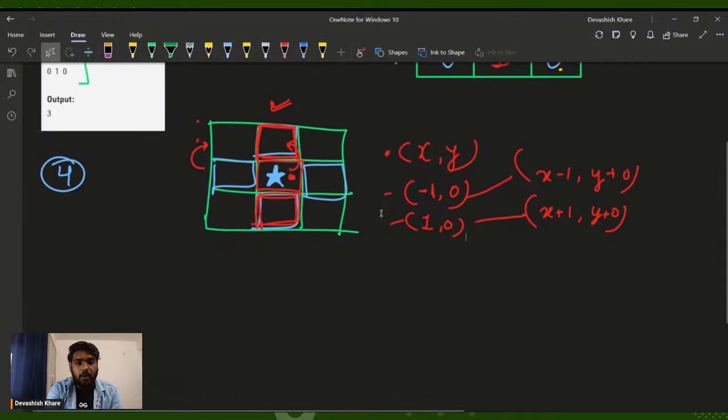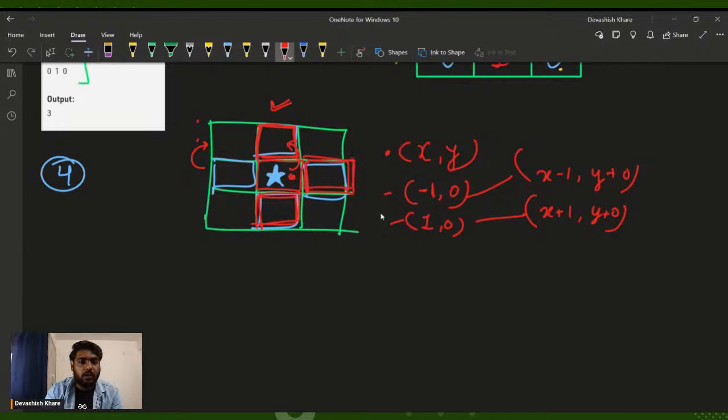Now let's talk about the horizontal ones. What if we have to go to this block? We are moving one step towards the right. That means we are changing a column this time, and with the column, we are increasing its value by 1. So tell me the coordinates of this one.